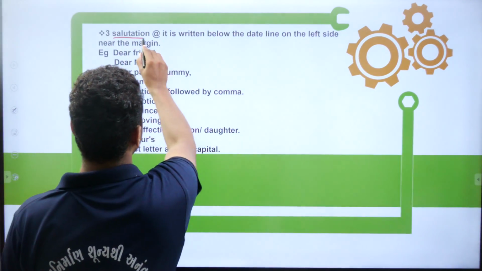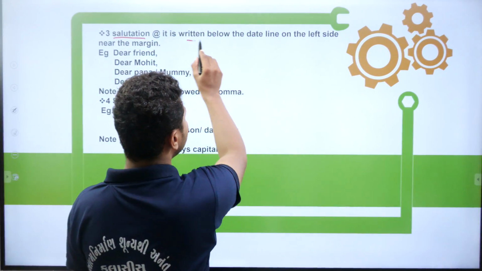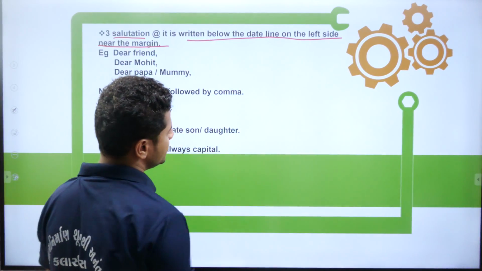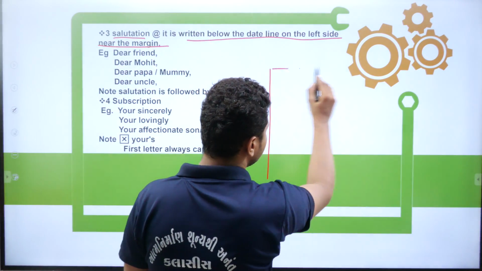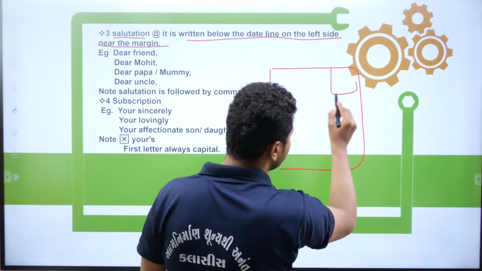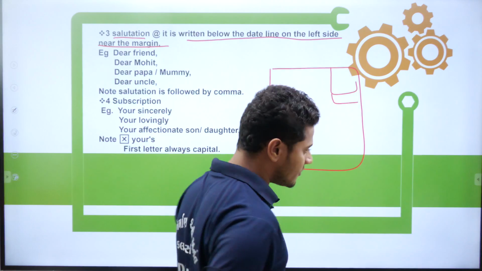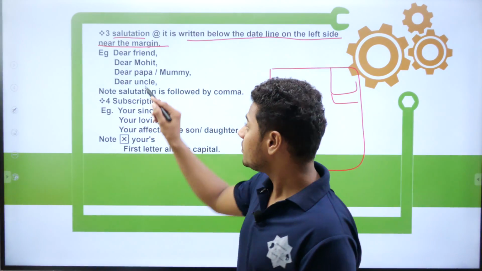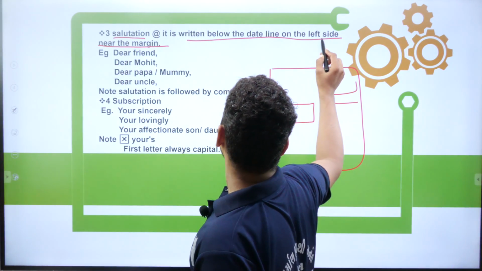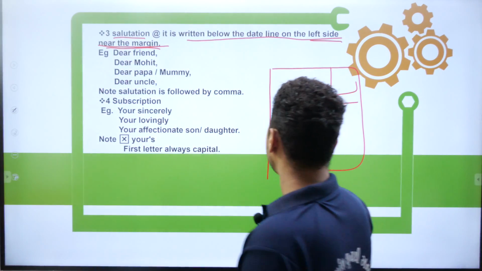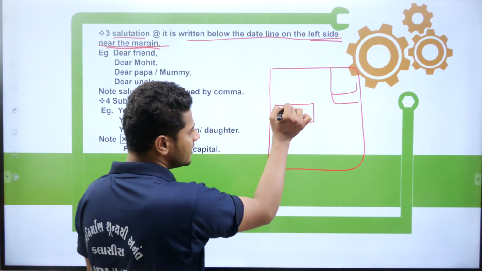Okay, salutation. Salutation is written below the date line, on the left side near the margin. For example, in a letter I have written the heading, then after that the date. Here I have to write the salutation, on the left side near the margin. I have to manage the margin, and then write on the left side.